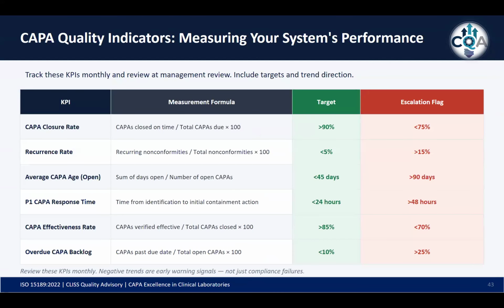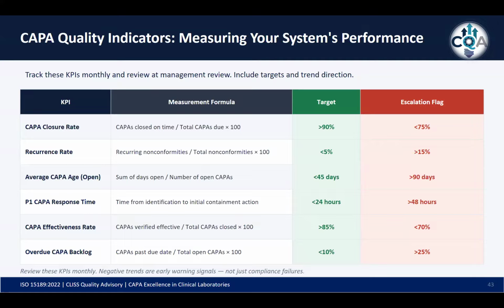And then as a quality manager or the management team, consider having these indicators to show how your CAPA system is performing, right? The first KPI we're suggesting is the CAPA closure rate. At what rate are CAPAs being closed? Are they closed within target? More than 90% will be good. If anything is less than 75%, escalate. Escalate to the right level of management.